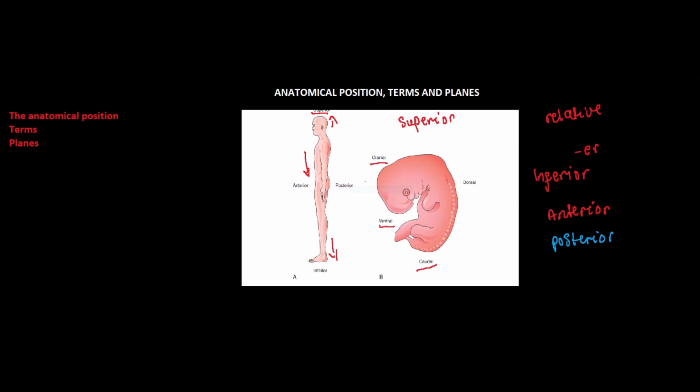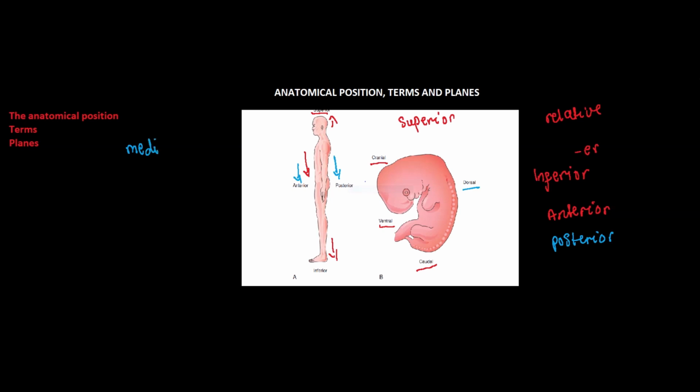The next term we'll be considering is posterior. Now, posterior means towards the rear, and the word for posterior when referring to an embryo is dorsal. Dorsal means towards the back, so this is the posterior view, towards the back, towards the rear, and this is closer to the front.